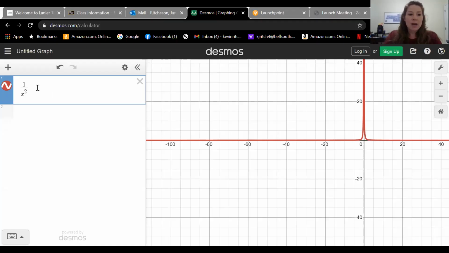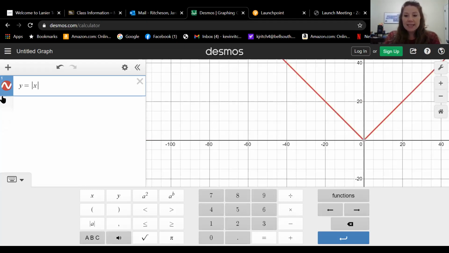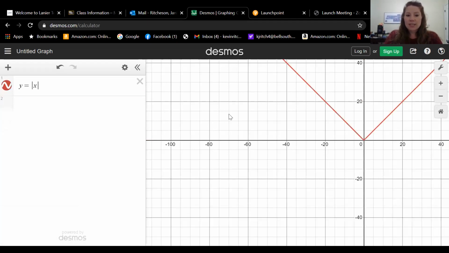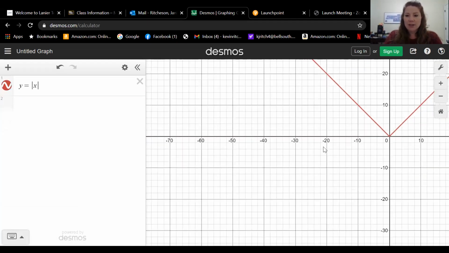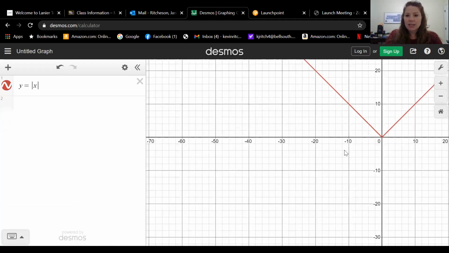Let me try it one more time. There it is. All right, so I want to type in y equals the absolute value of x. Now, hopefully you can see my graph over here. I thought I could scoot it over. I'm sure I don't know how to use this.